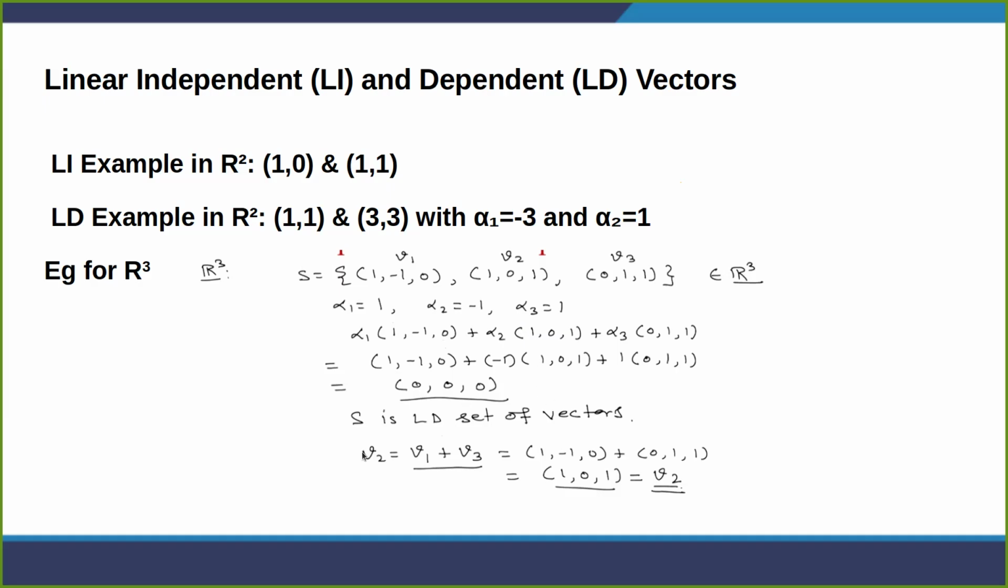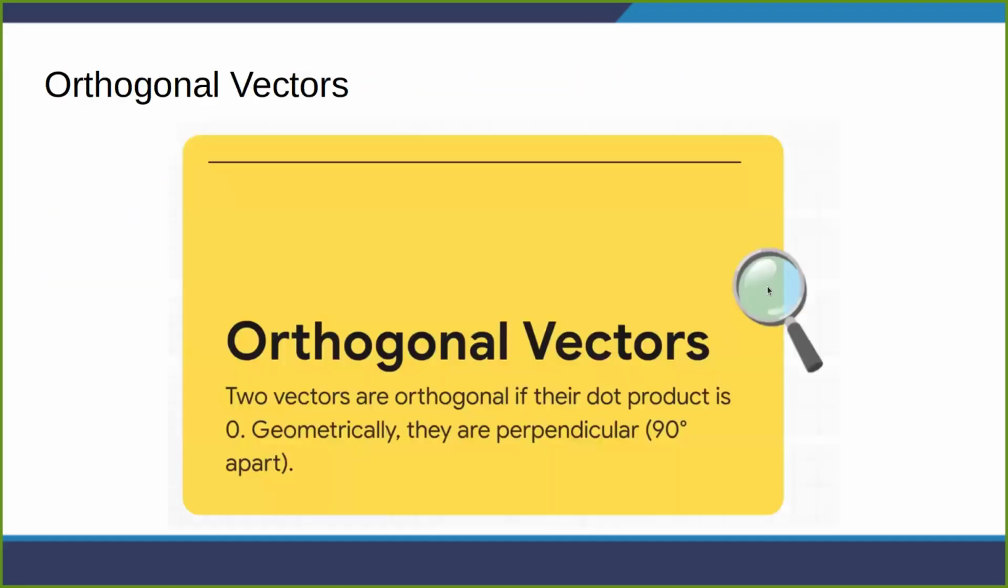You can also see this by v2 equals v1 plus v3. That is 1 plus 0, 1 minus 1, plus 1 0 0 1 1, so you'd get v2. So we are saying that these two vectors are linearly dependent with respect to the v2 vector. So that is the relation.